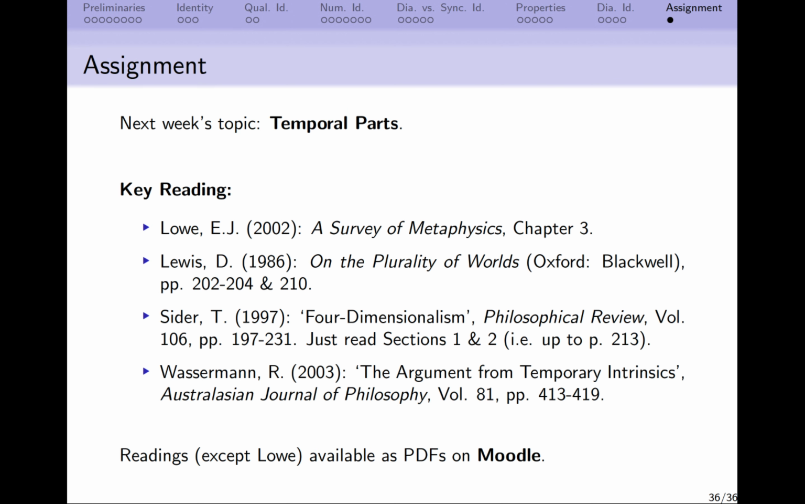Okay, so the theory of temporal parts is next week's topic, and this is one particularly prominent attempt to reconcile cross-time identity with Leibniz's law. And so we'll be examining that in detail, as well as some rivals to it.